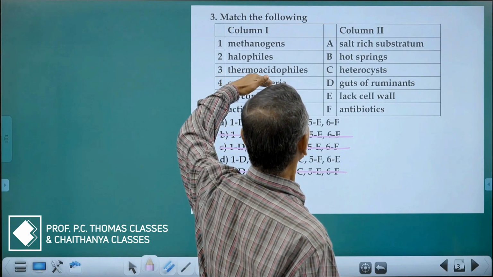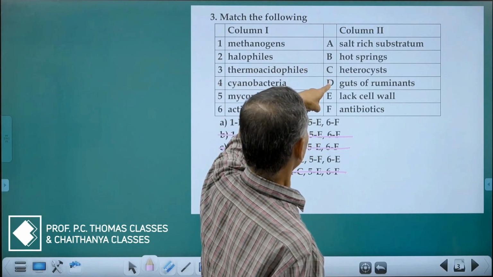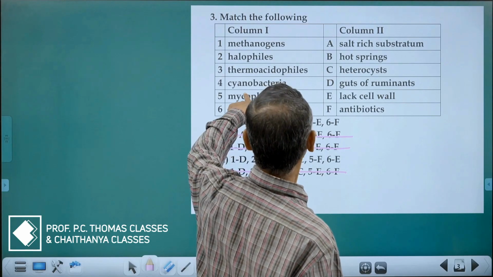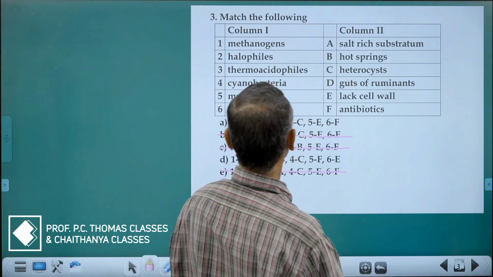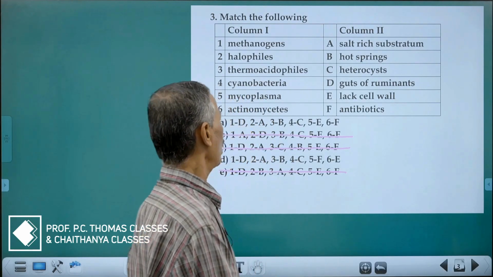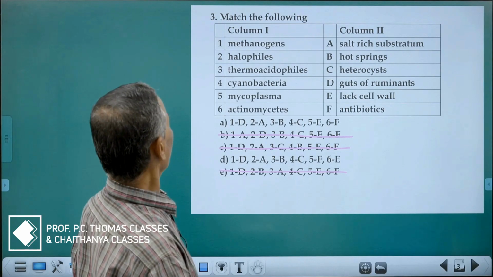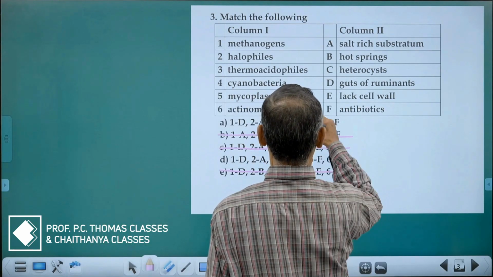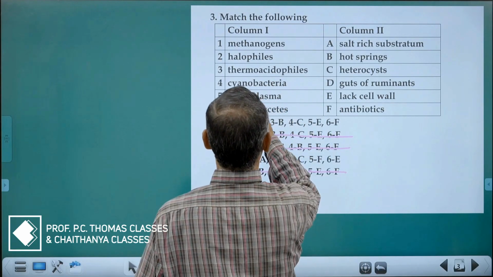Cyanobacteria, blue-green algae, BGA, which are all having heterocyst. Remember that not all members of the cyanobacteria are having heterocyst, but heterocysts are present in cyanobacteria like Anabaena, Nostoc, etc. Okay, so we'll be having 4 heterocyst, 4 E. The competition goes on, the difference is only here, 5.